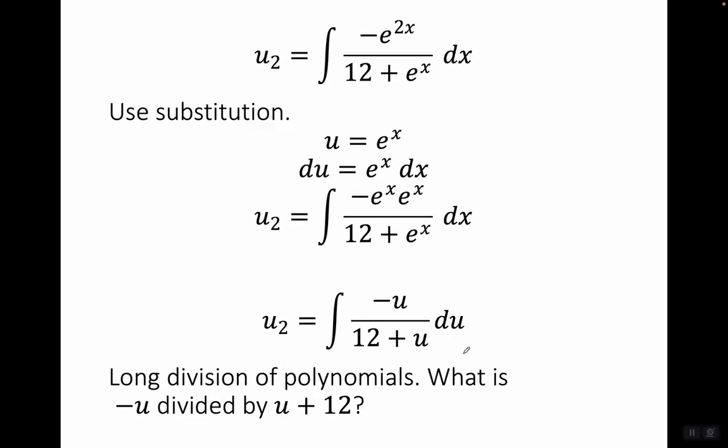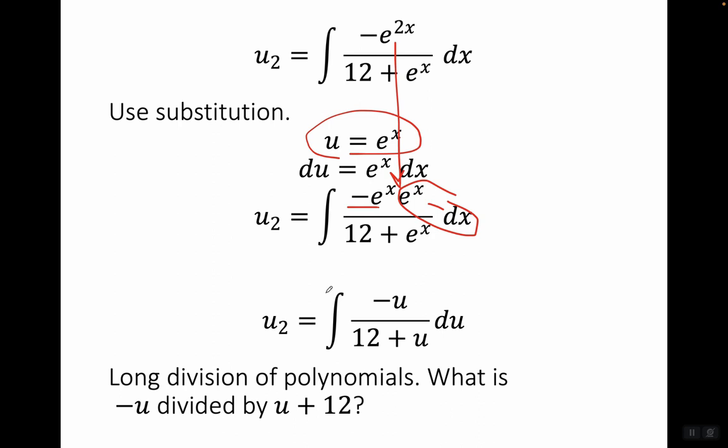u2 is the integral of negative e to the 2x over 12 plus e to the x. We're going to use substitution. Now we'll let u equal e to the x, and du is e to the x dx. So I'm going to break this up. Negative e to the 2x can be written as negative e to the x times e to the x. I've broken it up because this is our du. So we have negative u, and we've got the du here, over 12 plus u. So we have the integral of negative u over 12 plus u du.